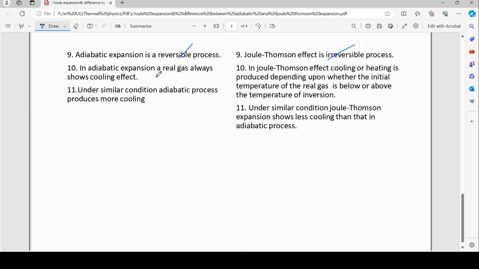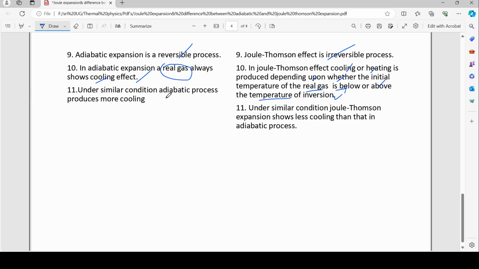In adiabatic expansion, a real gas always shows a cooling effect. Here real gas, not perfect gas, always shows a cooling effect. In the Joule-Thomson effect, cooling or heating is produced depending upon whether the initial temperature of the real gas is below or above the temperature of inversion. If the initial temperature is above it, heating effect. If the initial temperature is below it, cooling effect.